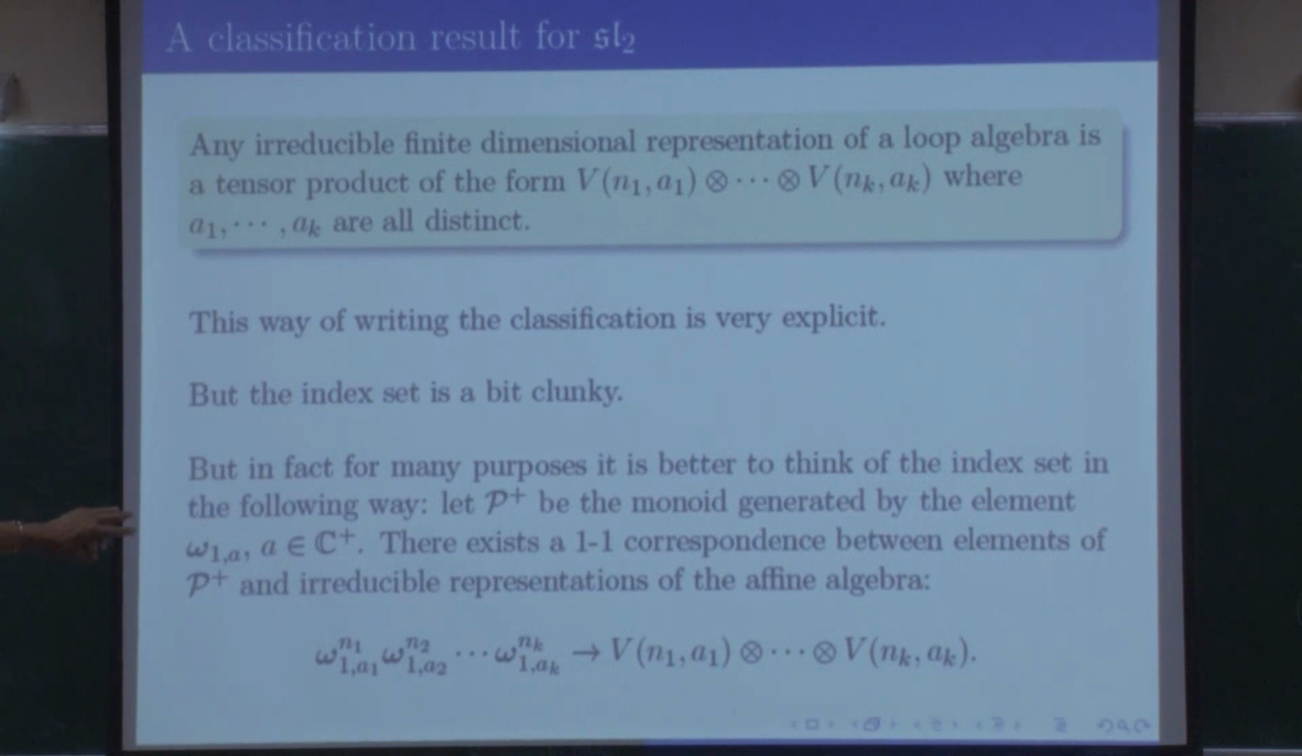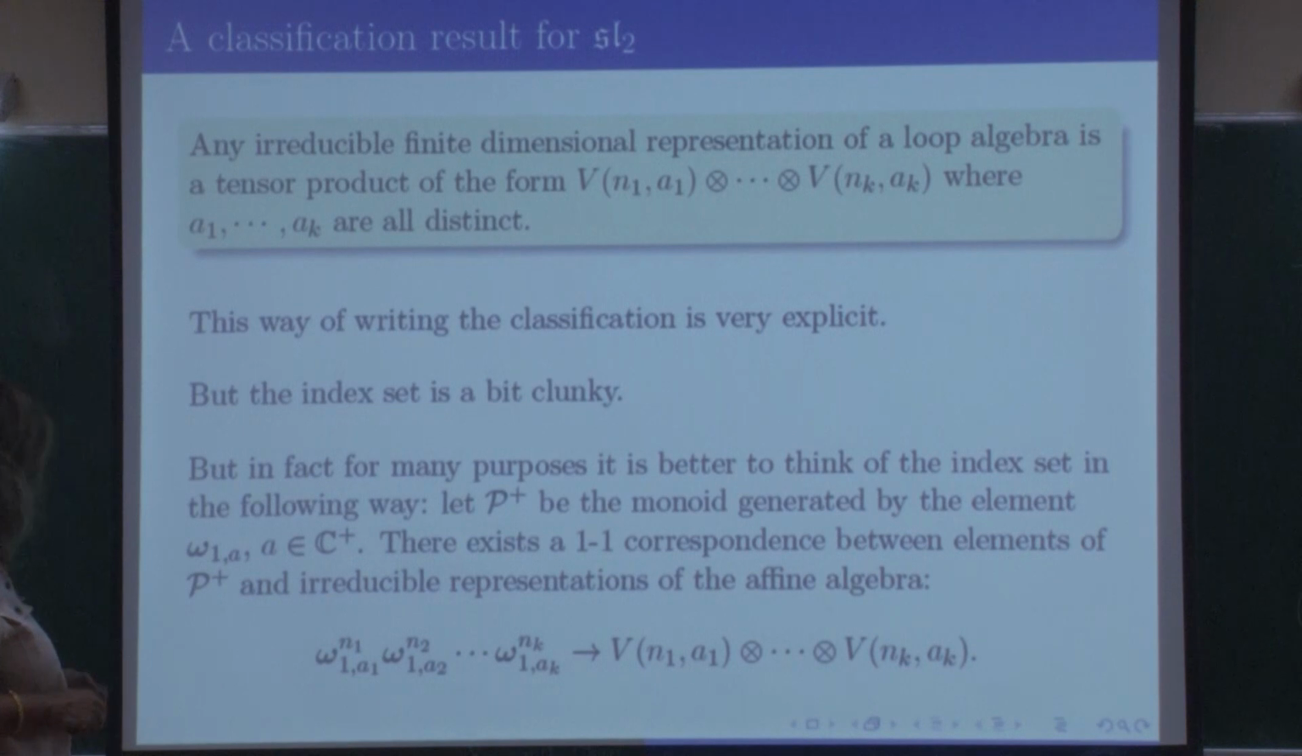The index set is actually in one-to-one correspondence with the following monoid. So you take the free abelian monoid generated by this element omega_{1,a}. I just give myself an element omega_{1,a}. 1 represents my SL2, and a represents my parameter a in C star. So this is a huge monoid, and this theorem can be reformulated, if you like, by saying that there's a one-to-one correspondence between the elements of P plus and the irreducible representations of the affine Lie algebra.